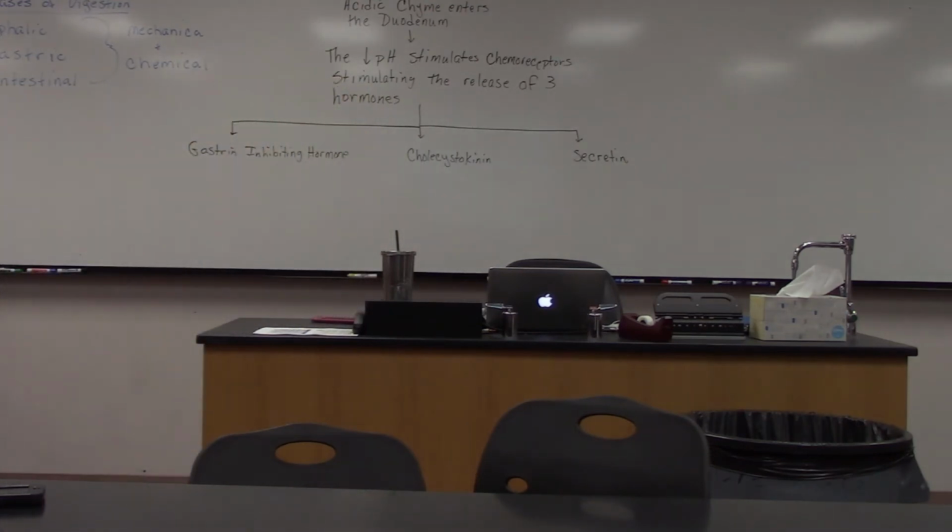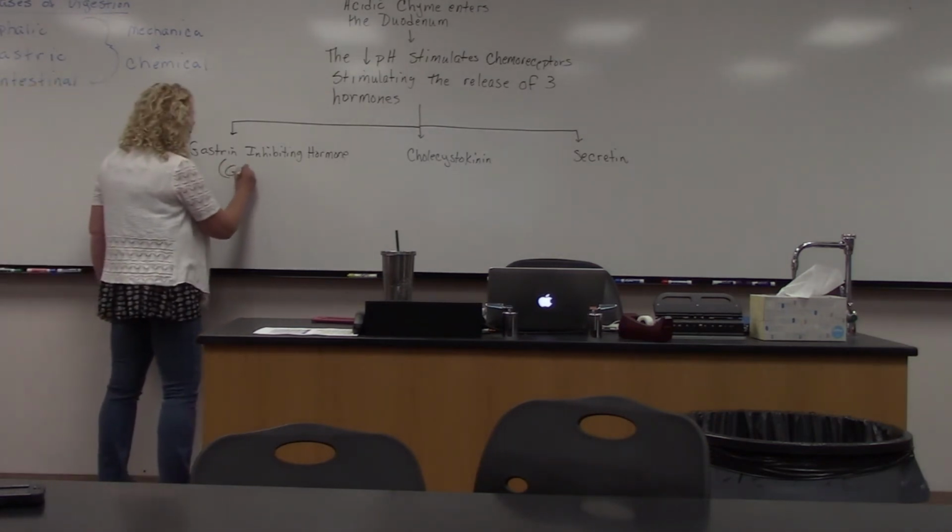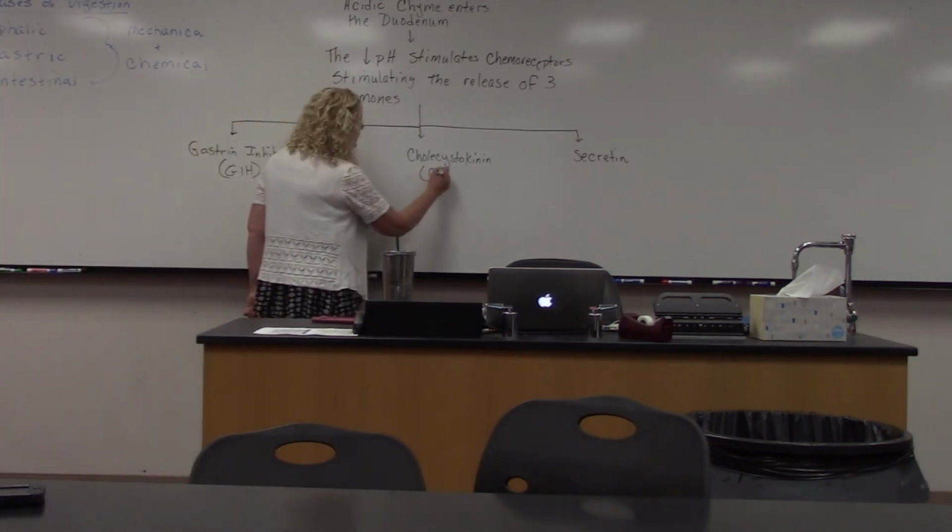Okay, so as soon as the acidic chyme enters into the duodenum, we have chemoreceptors, special neurons that are going to be stimulated by this decrease in pH. These chemoreceptors are going to cause the duodenum to release 3 hormones. The first is called gastrin-inhibiting hormone. The second is cholecystokinin, and again the CH is a K sound, cholecystokinin. And then the third is secretin. So this can also be GIH, or this is CCK.